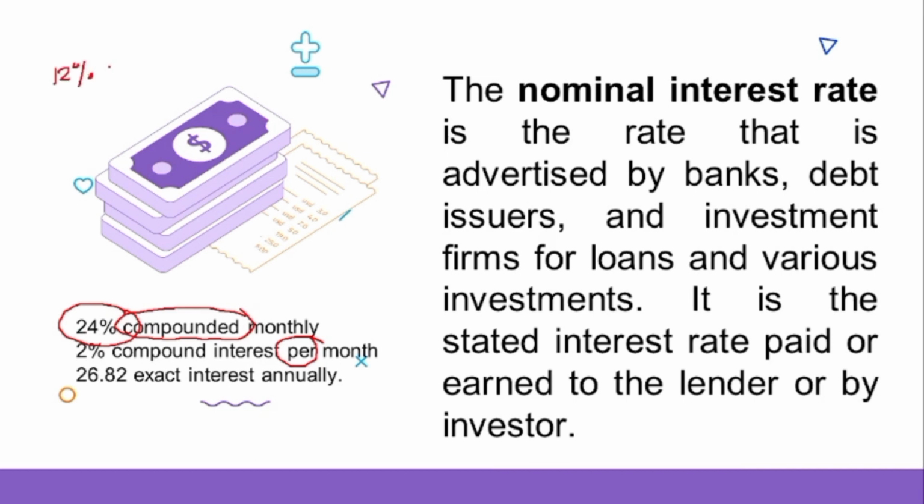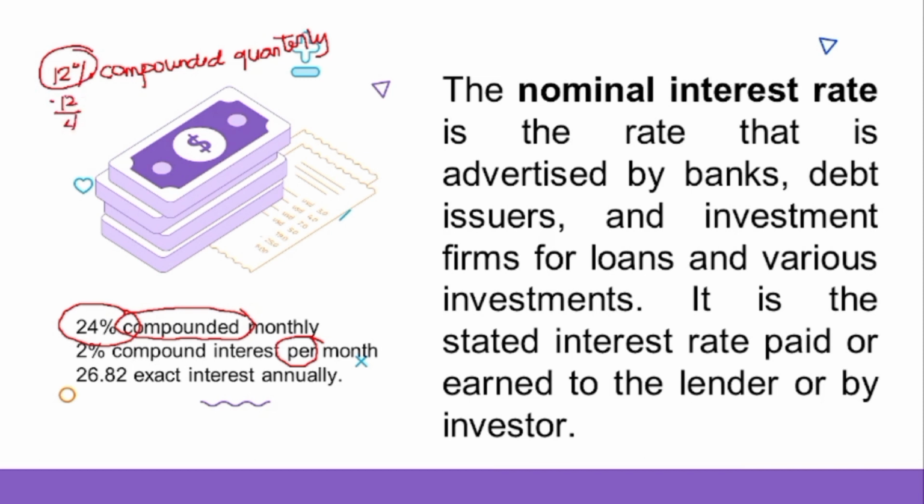Kapag sinabing 12% compounded, let's say compounded quarterly, you will divide this one with 4. So that would be 0.12 divided by 4. So yun yung magiging interest niya.